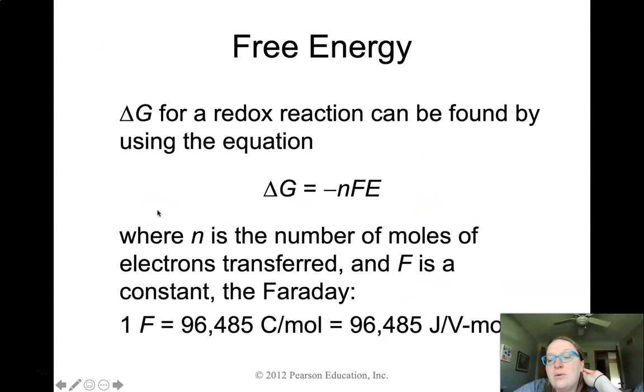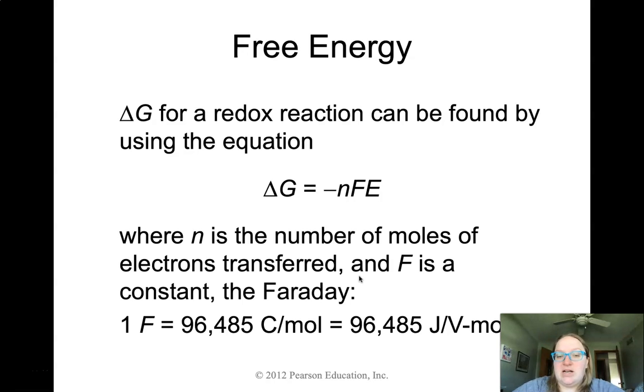All right, from there, we just want to revisit Gibbs free energy. And this is the first way that we can calculate Gibbs free energy using cell potentials. So we can use a redox reaction to figure out what the delta G is for the reaction by knowing a few things. N, which is going to be the number of moles of electrons transferred. So if it's 1 electron or 2 electrons or 3 electrons, etc., the N is going to be a whole number integer. F is a Faraday constant.